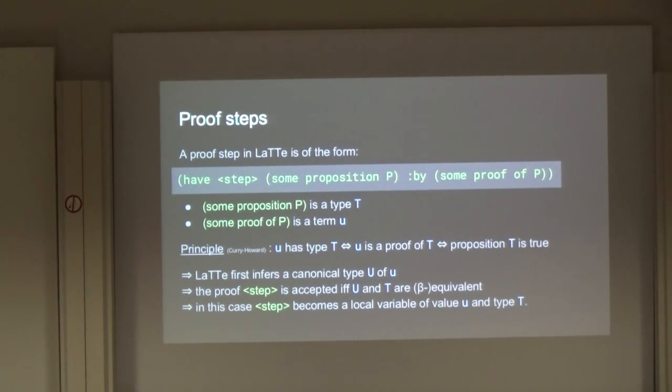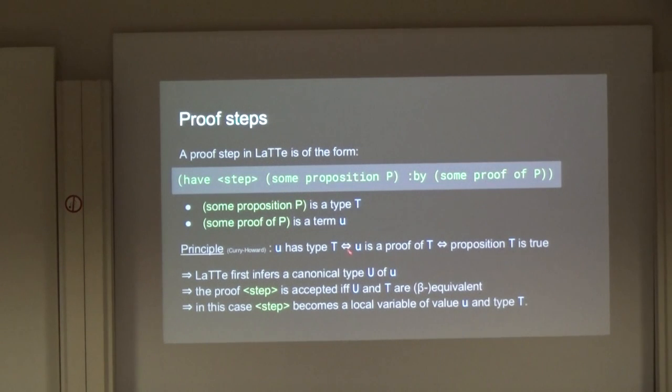a proposition is a type in type theory, and a proof has to be a term, a lambda calculus term, a functional program in a way. And there is a very powerful principle, called the Curry-Howard correspondence, that says that if your term U has a type T, or it means the type of U is equal to T, then what you have is a proof of T. And finally, you interpret it as proposition T is true. So a proposition is true if there is at least one term having this type.